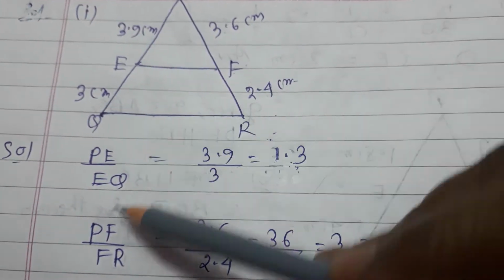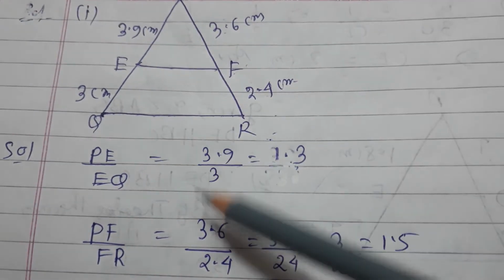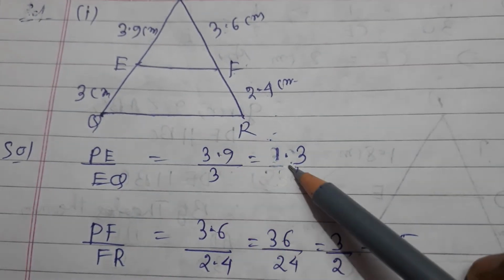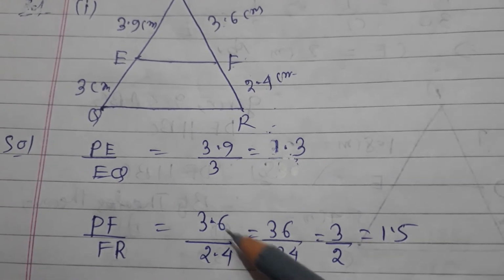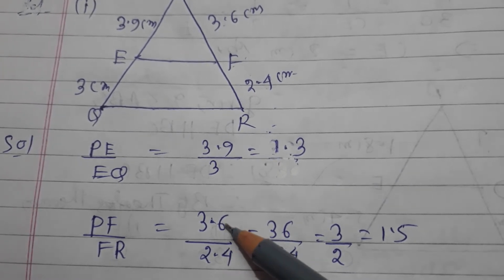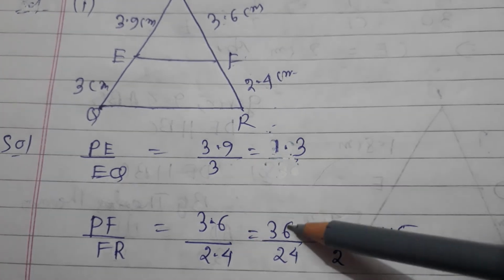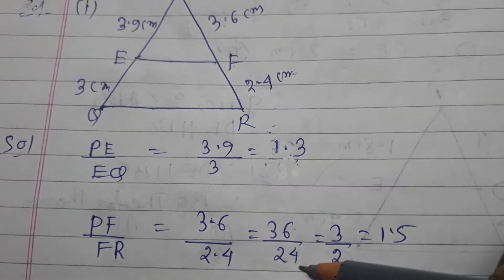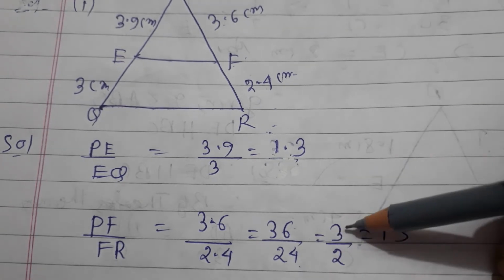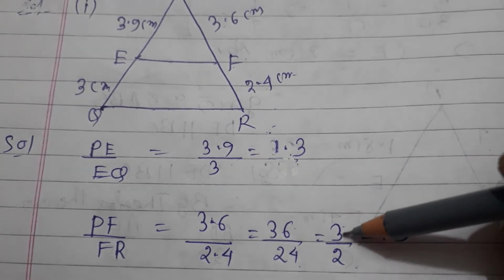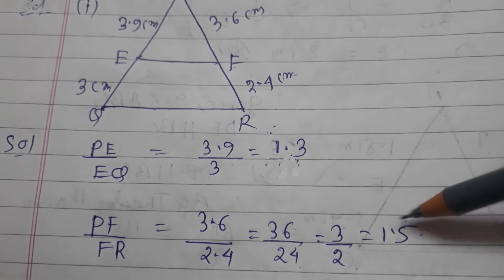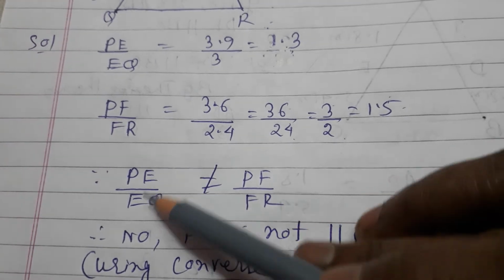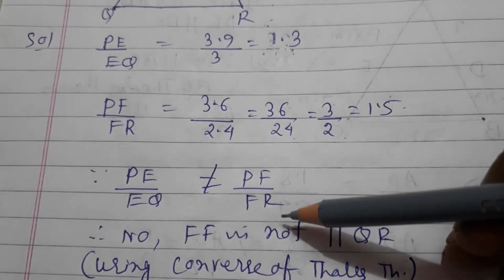Now listen, I state the ratios. Now PE by QE equal to 3.9 by 3 and after dividing we get 1.3. Okay. Now PF by RF equal to 3.6 by 2.4 and after the point in both cases 1 digit. So the point cancels. So what remains? 36 by 24. You divide by 12. 12 3s are 36, 12 2s are 24. 3 by 2, that is 1.5. Both the ratios are not equal. So I have written PE by EQ not equal to PF by FR.